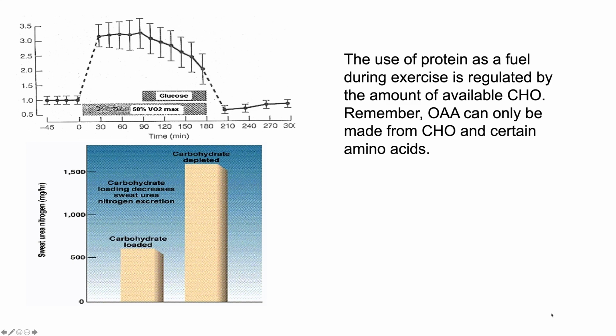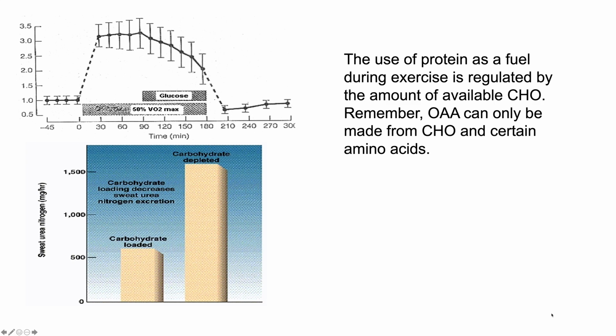And in the bottom graph, you've got sweat urea nitrogen, so looking at basically nitrogen balance there. Those who are carbohydrate depleted versus those who are loaded. And that's just a marker of protein breakdown. You can see those who are carbohydrate loaded had far less nitrogen excretion, that is far less nitrogen breakdown, than carbohydrate depleted.